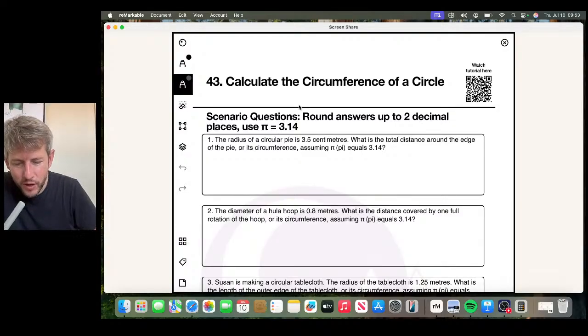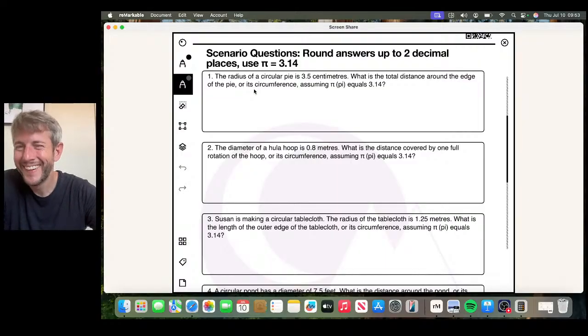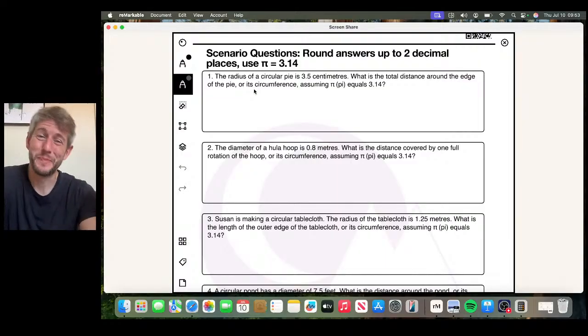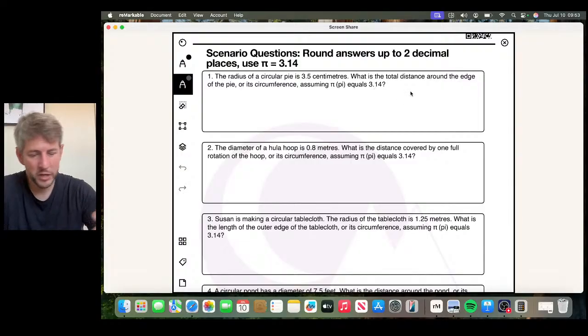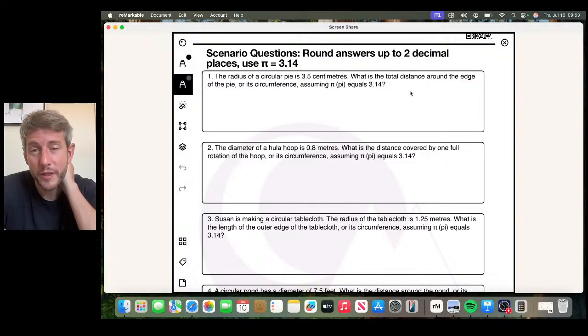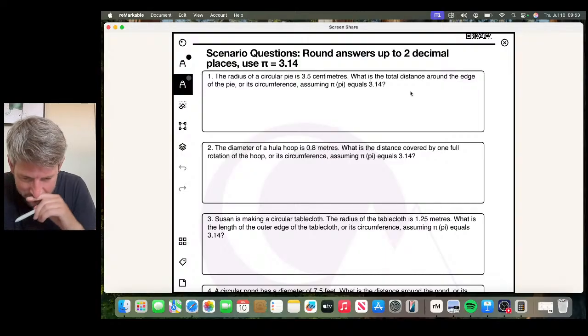We've got question 1 here. And this one says, the radius... Okay, it's a question about using pi. The radius of a circular pie is 3.5 centimetres. What is the total distance around the edge of the pie, or its circumference, assuming pi equals 3.14? Usually, in a lot of these questions, they might tell you that pi is 3.14, or if not, they do tell you on the front of the exam paper. So, that's what this is referencing.